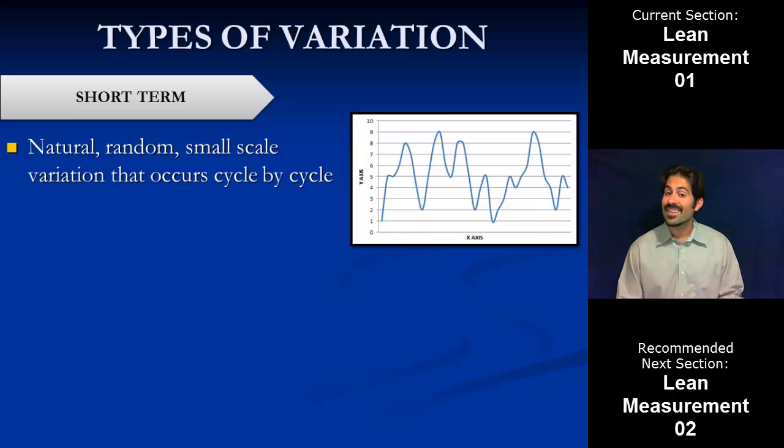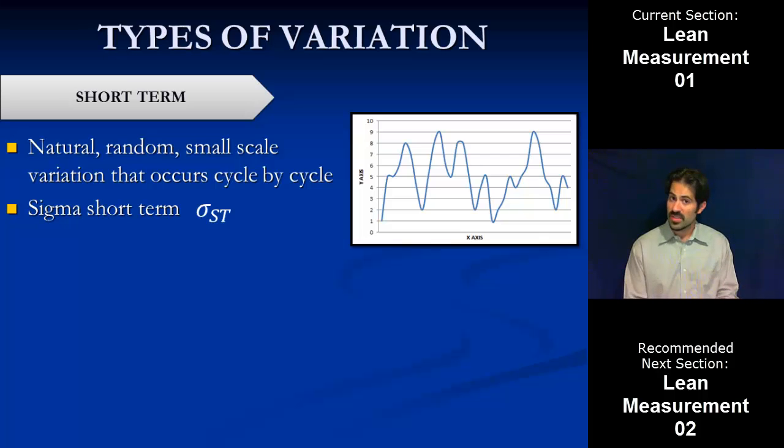While that may be our ideal goal, the reality is even machines have small tolerance issues and things like that. So every process has some sort of small scale variation, and that's okay. We want to understand what that is, and we represent that with sigma short term.